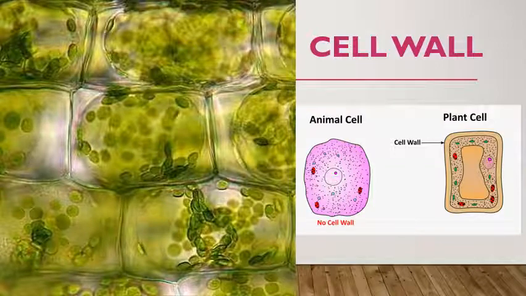Plant cells, in addition to the plasma membrane, have another rigid outer covering called the cell wall. The cell wall lies outside the plasma membrane. The plant cell wall is mainly composed of cellulose. Cellulose is a complex substance and provides structural strength to the plant.